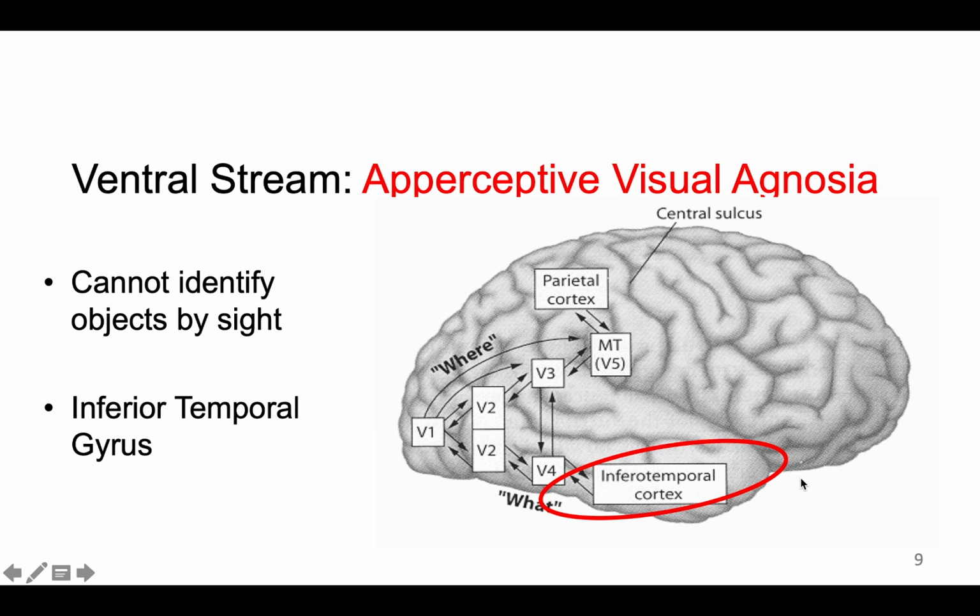This is a better image of the ventral stream. Here you can clearly see that information is coming from V1 and traveling ventrally into the inferotemporal cortex, not to the pons.